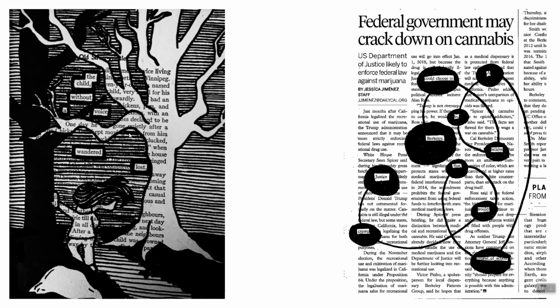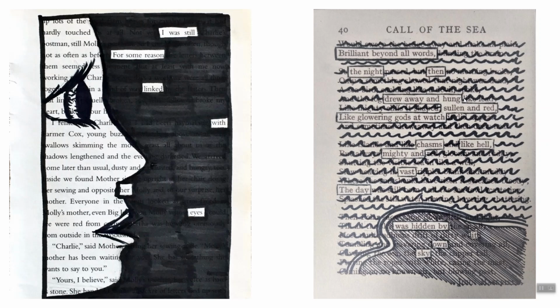This one is a little kid walking through the woods, and it says, "The child without a voice wandered lost." This one, when I recorded this one, I thought, you know what, I want to find an easy one just in case this is hard for somebody. But it actually turned out to be one of the most difficult because what they did is they found words all over the page and then they drew lines to it. So Berkeley could choose to believe in a course of action that would create justice. And of course, they did this over a newspaper clipping about the federal government cracking down on cannabis. So I'm kind of curious about what that's for.